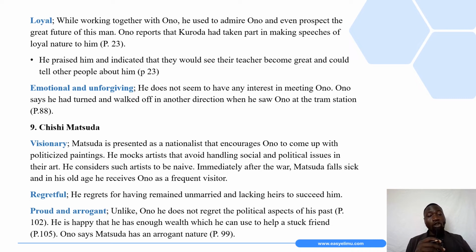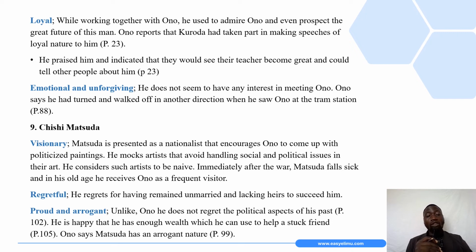Kuroda also praised, sorry, not Kuroda, but Ono also praised him and indicated that they would see their teacher become great and could tell other people about him. So another thing is that Kuroda is emotional and unforgiving. He does not seem to have any interest in meeting Ono. And Ono says he had turned and walked off in another direction when he saw Ono at the tram station.